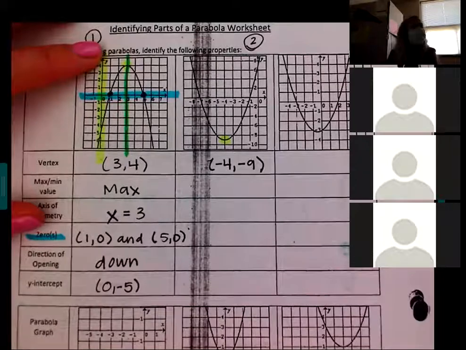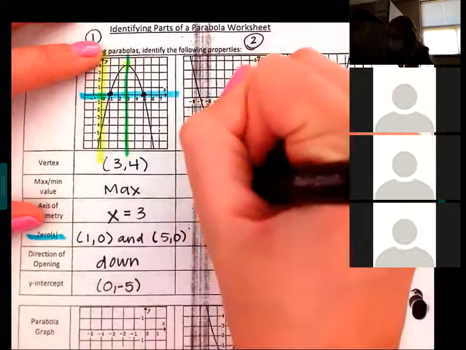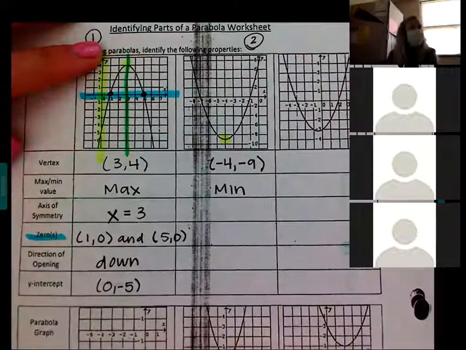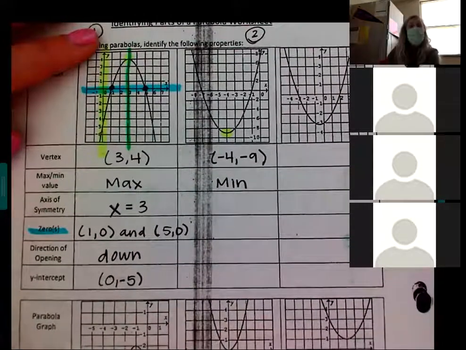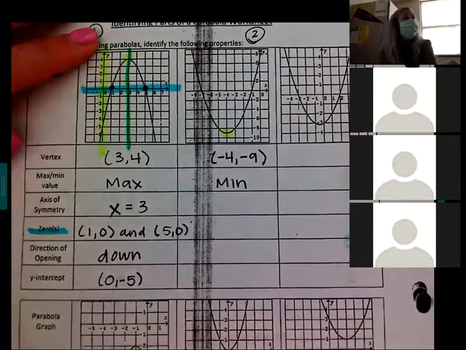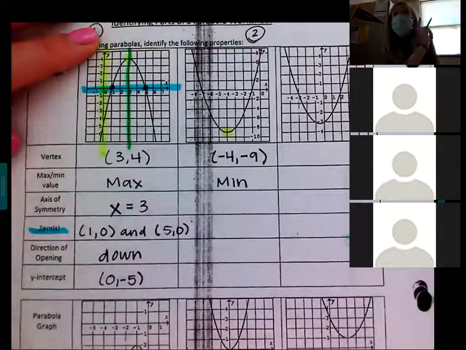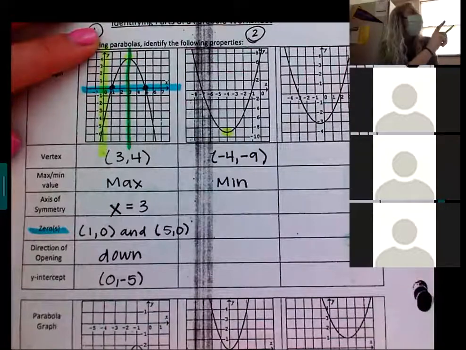Rodney, does this have a max or a min? A min, very good, because it's at the bottom, right? Look at Rodney go. That boy said, yeah. All right, listen, the axis of symmetry is what kind of line? I knew it. Don't you say straight.